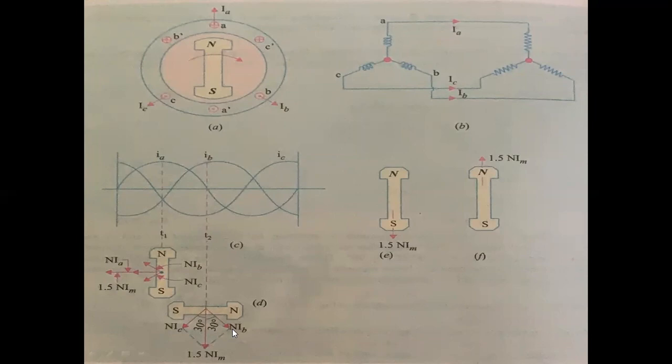As seen at this instant T1, the MMF of the main field is upwards, and the armature MMF is behind it by 90 degrees.